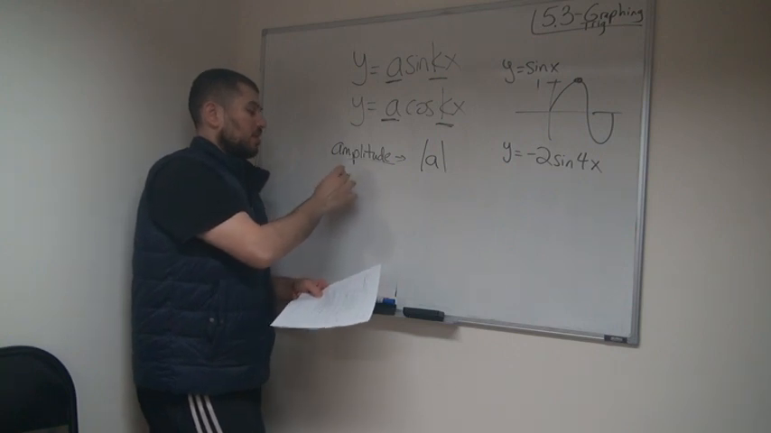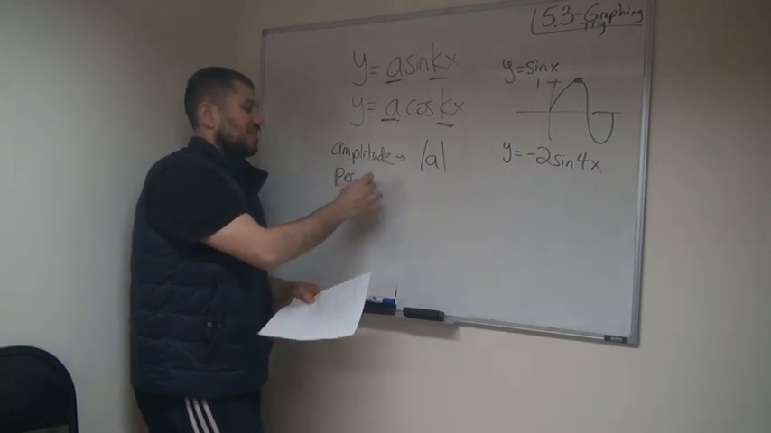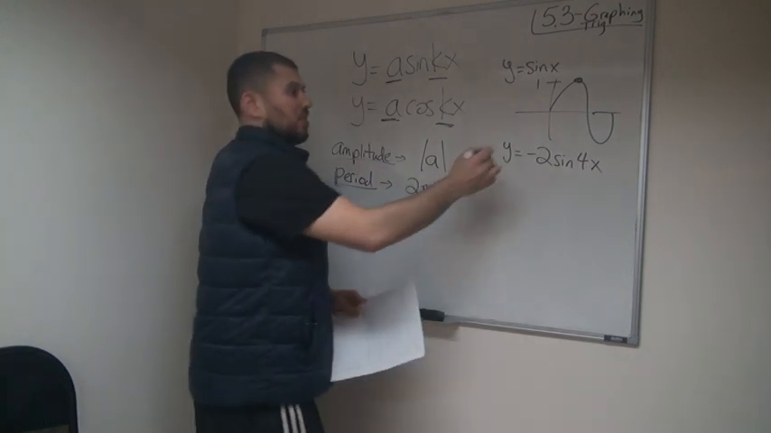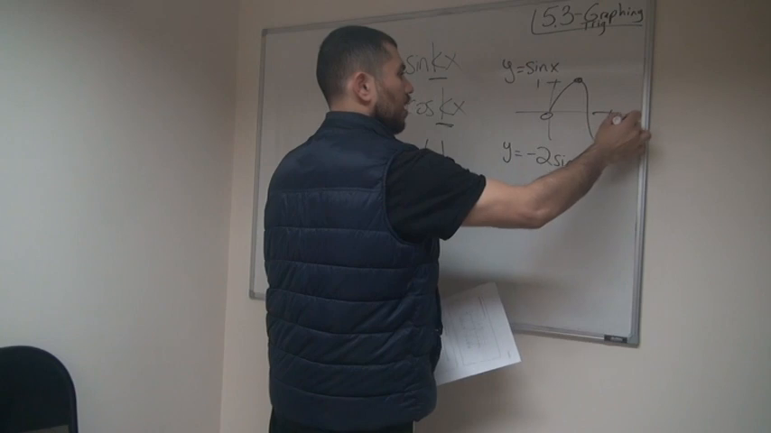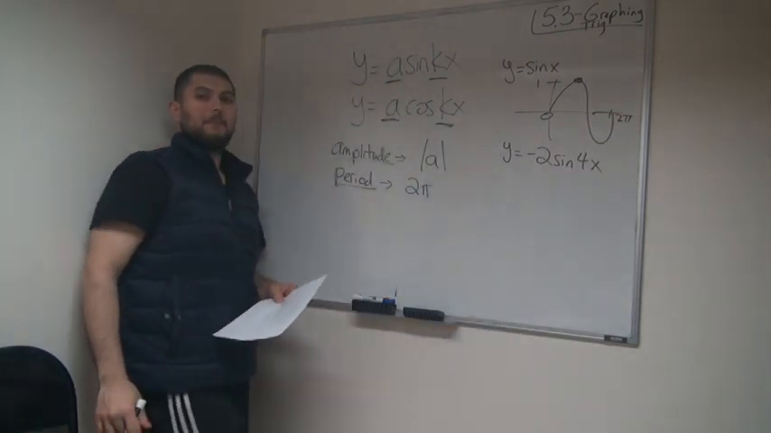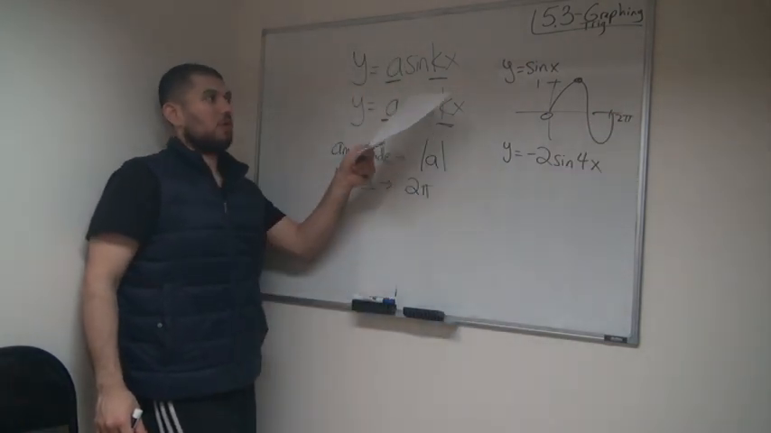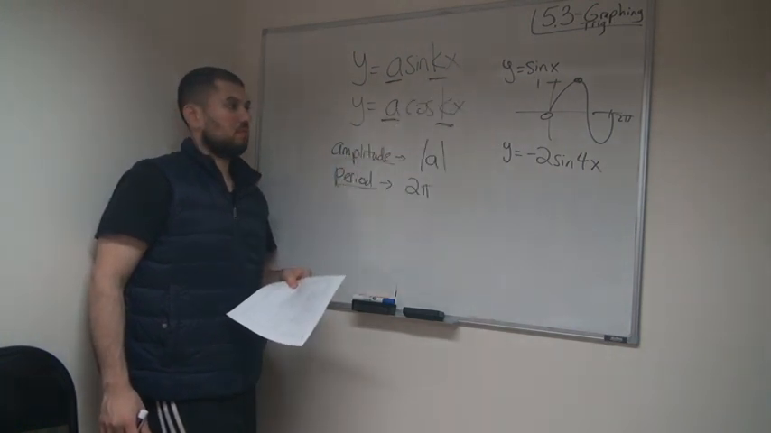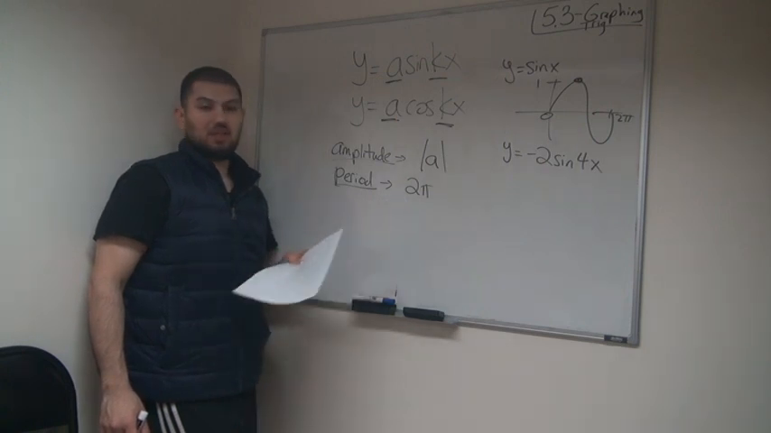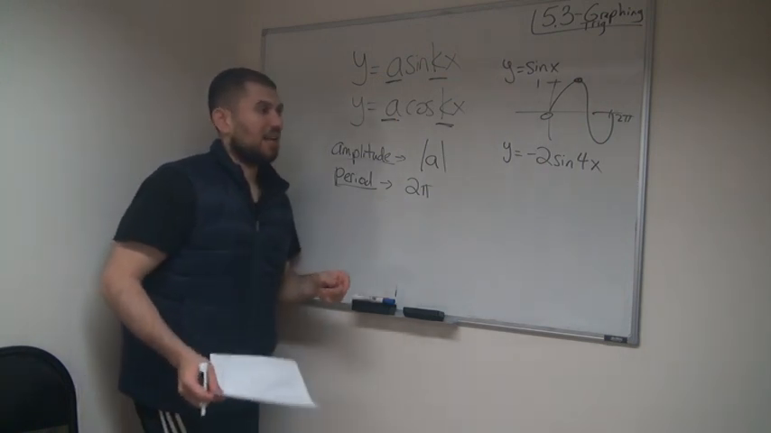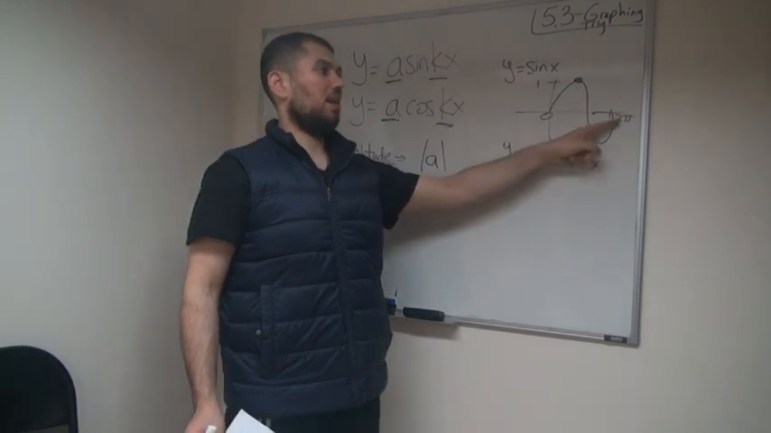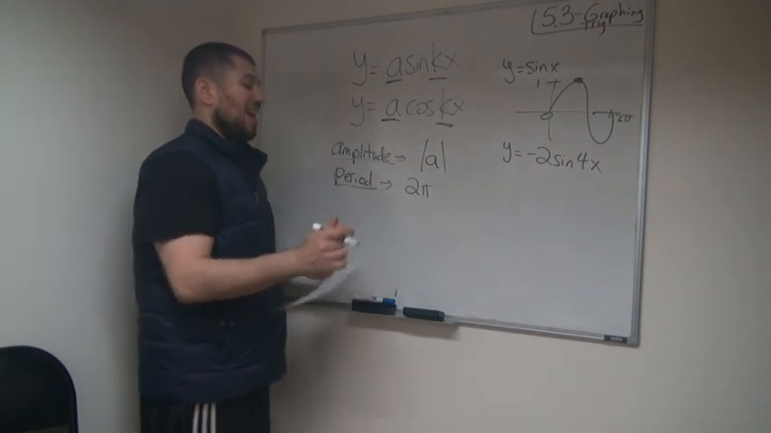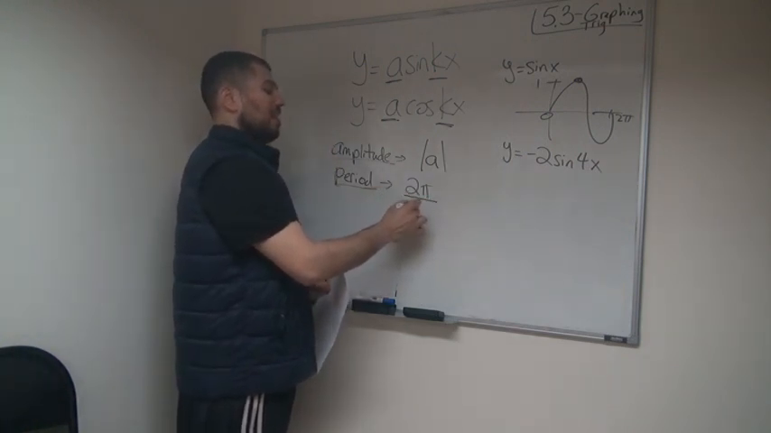Period we already discussed. Standard period for sine and cosine is 2 pi. That's a full cycle length. For sine, I'm going from 0 to 2 pi. But when I throw a variable in front of the x, that changes this cycle length. I'm now not going to be going from 0 to 2 pi if I have a value in front, k. Okay? So the period is going to actually be 2 pi divided by k.